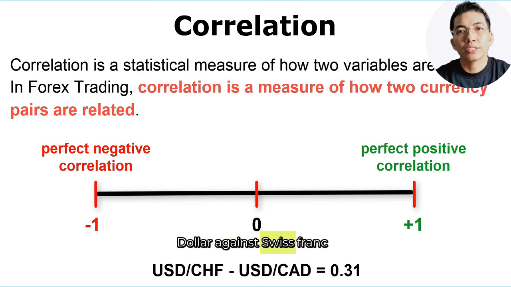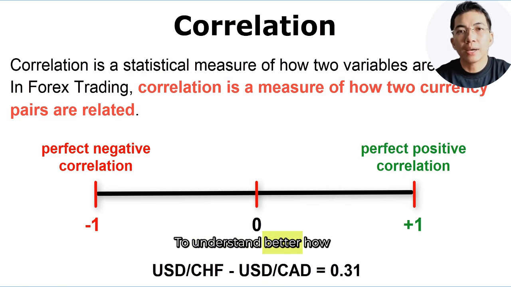Dollar against Swiss franc and dollar against Canadian dollar have a correlation coefficient of 0.31. What can we say about it? It is a positive correlation, but not too strong. So these two currency pairs sometimes have the same movements, but it doesn't happen often.